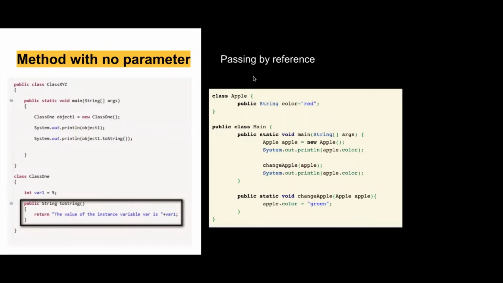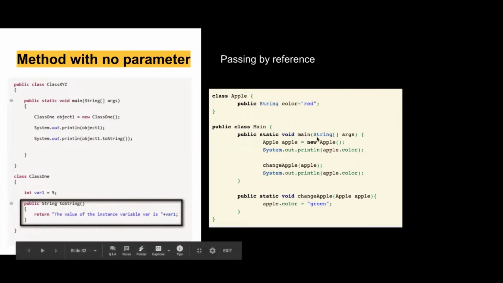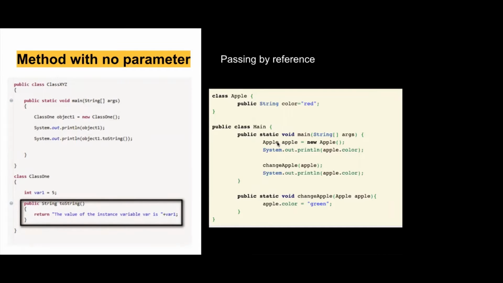And the other example is passing by reference. So here we have a simple Apple class. Let's take a look at the main method. So first we create an object, an Apple object. Then we will print out the color of the apple. Then we are calling this changeApple method. So here, let's take a look at the method.